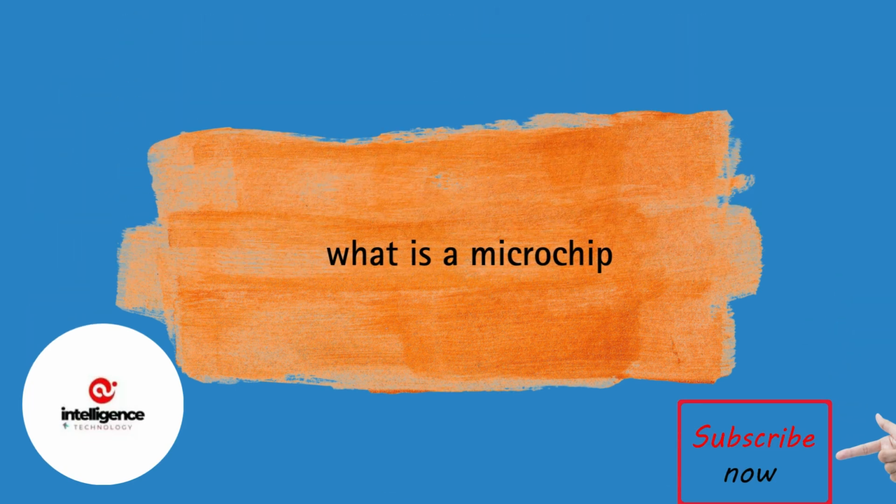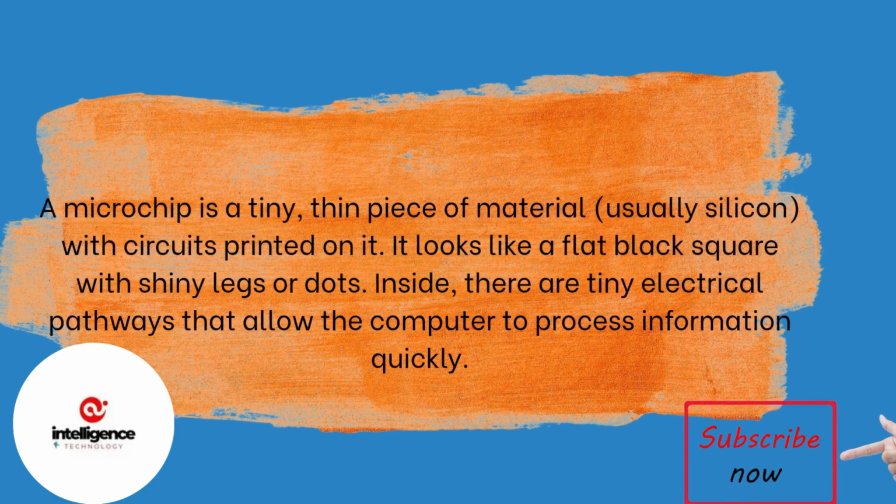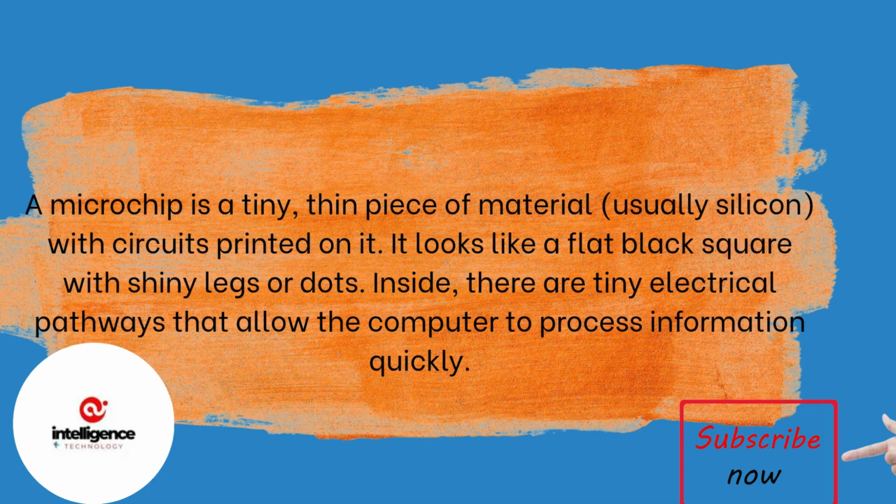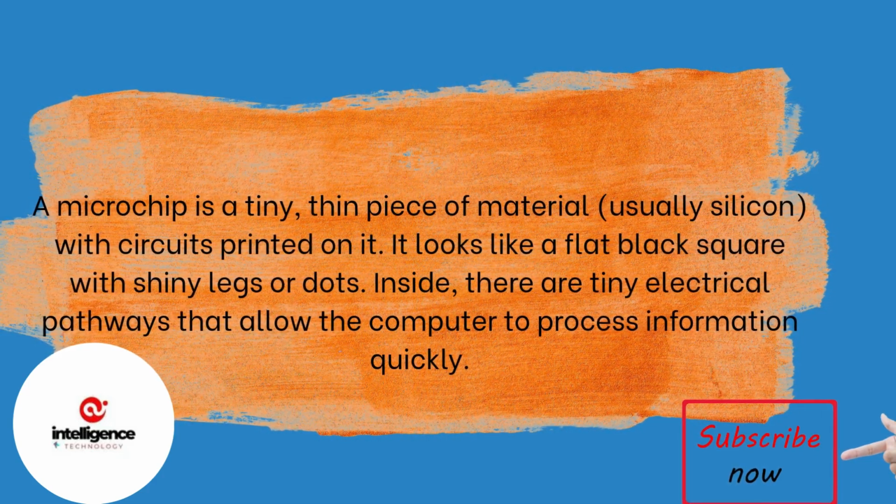So what is a microchip? Just be thinking about it. I'll get back to you. So a microchip, we say, is a tiny thin piece of material, usually silicon, with circuits printed on it. We normally find them on the motherboard of a laptop or any computer. Microchips are very tiny, and mostly we say they are the brain of the computer. They do all the processing. There are electrical pathways that allow the computer to process information. So simply put, microchips are the brain of the computer and are usually silicon.